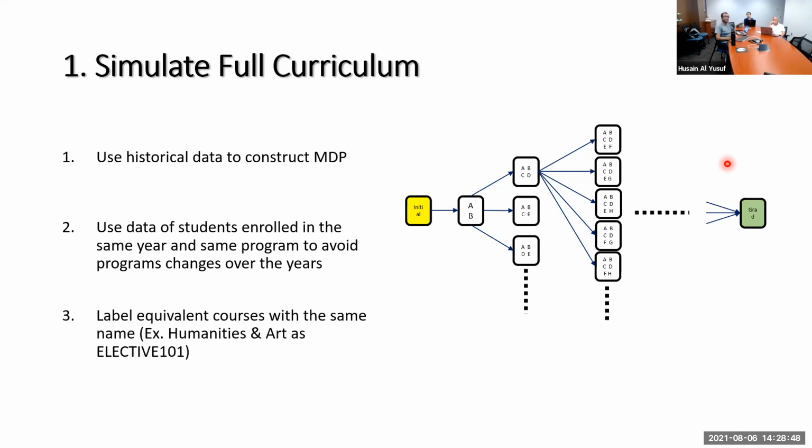And then we label these electives. So for, let's say, humanities and art, we have only one label or one name for these courses, or we can call them elective 101 for all electives, elective 102 for the second type of elective. So we label equivalent courses to reduce the number of states. Maybe I'm taking English 102 and he's taking English 102B, which are technically the same classes, so the idea is to reduce the number of states.